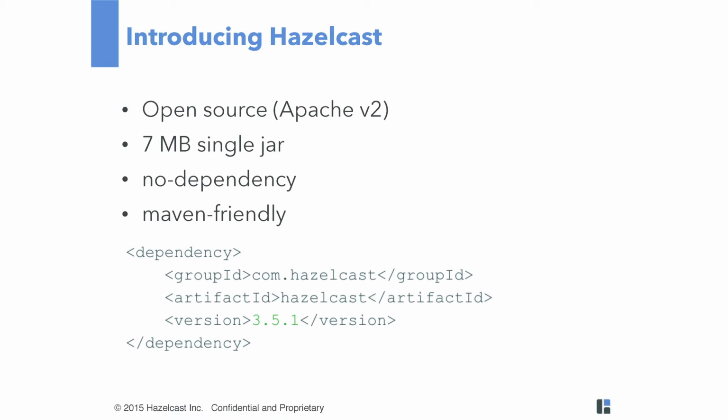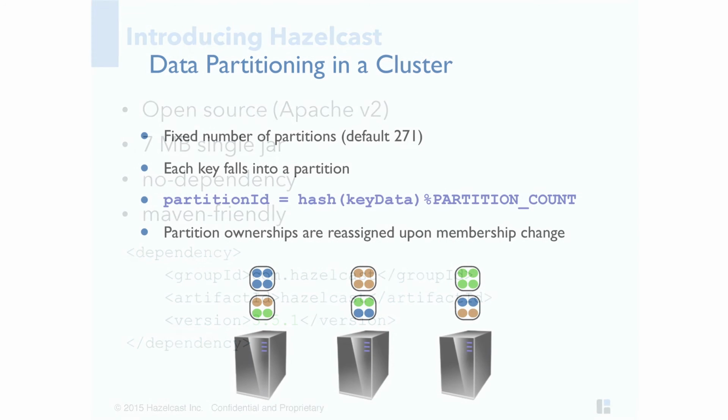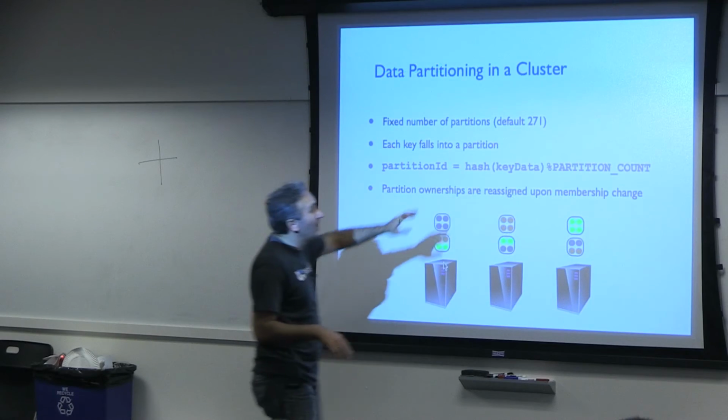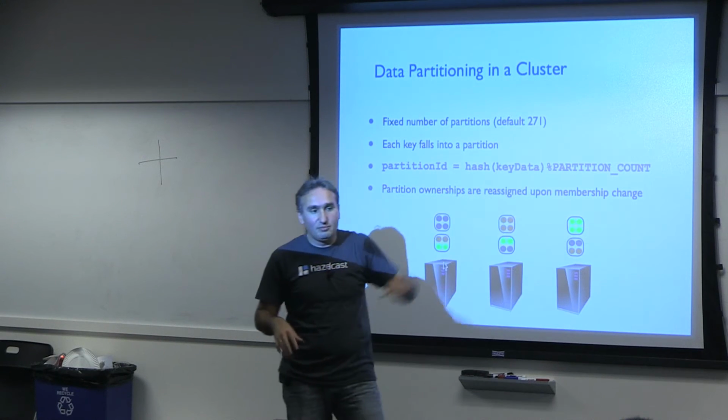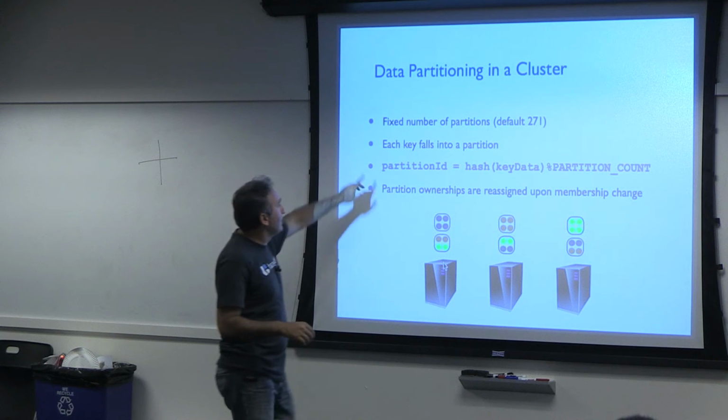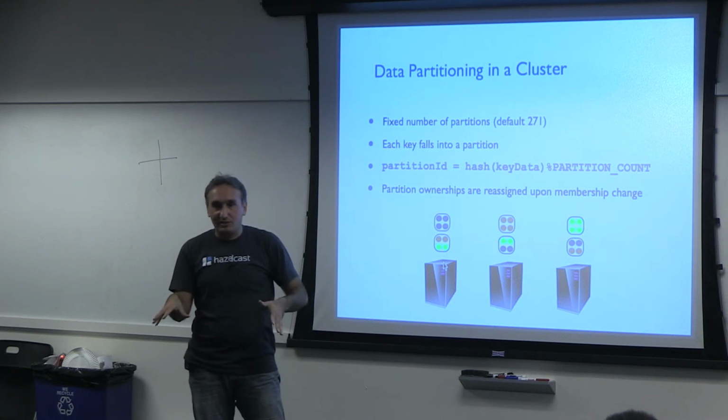Okay. So it's a single jar, no dependency, Maven friendly. Just get it from Maven. It's very quick. We talked about partitioning. So when you start the cluster, you say I'm going to have X number of partitions, and it's usually going to be hundreds, even thousands, depending on the data size and cluster size. So each key will fall into one of these partitions.